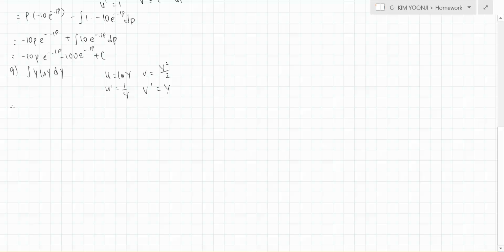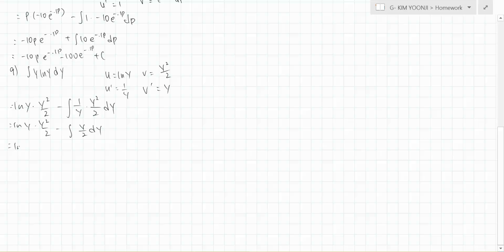Okay, so by using integration by parts, this whole thing equals ln y times y squared over 2 minus the integral of u prime, 1 over y, times y squared over 2 dy, which equals the integral of y over 2 dy.